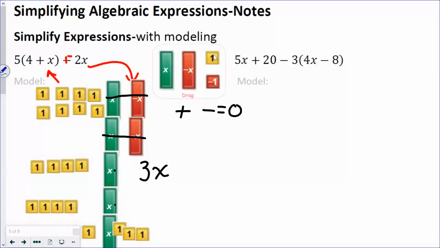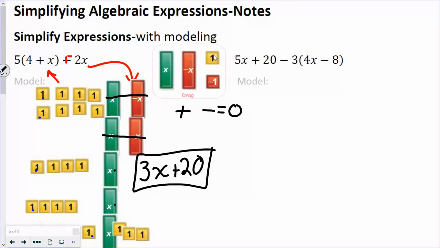Okay, so now we add them. If I have 4, 8, 12, so that's my 4, 8, 12, 16, 20. I'm now going to add 20 to my expression. And that is my final answer for my first model. Okay, that is it simplified. If you look, there's a lot less terms in it. That's how it's simplified.